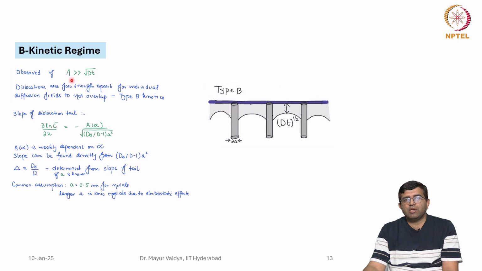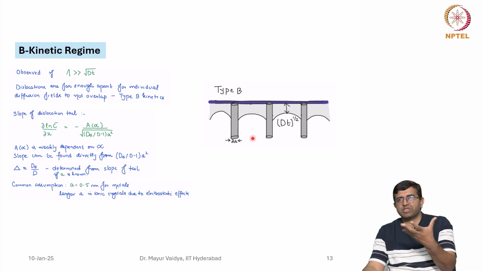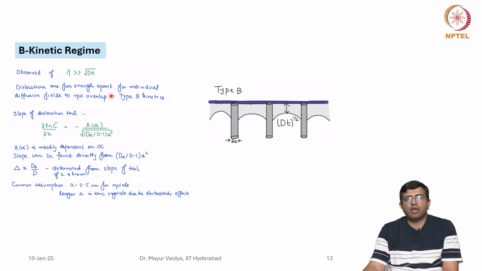The type B regime is observed when lambda is far greater than root Dt. That means the dislocations are more spaced out and are far enough apart for individual diffusion fields to not overlap. So, in this case, if you are here, then it can be distinguished that this is coming because of the leakage from this dislocation, and these fringes do not overlap.